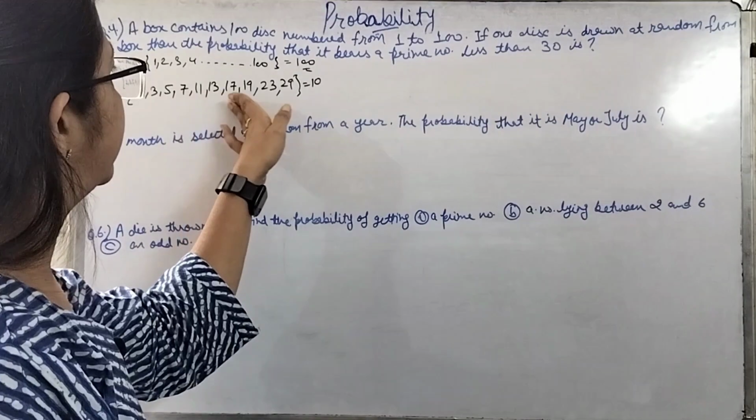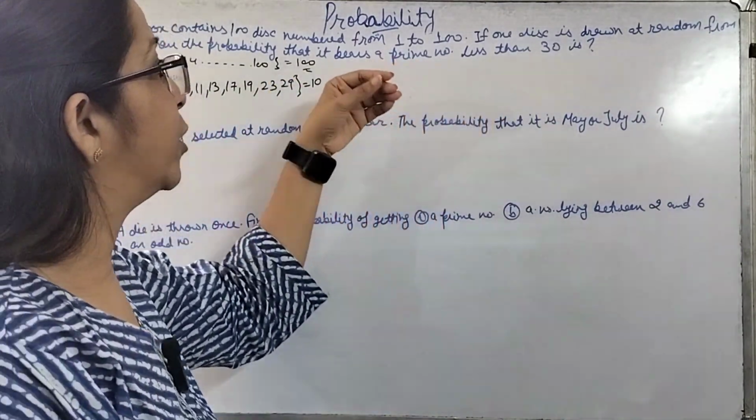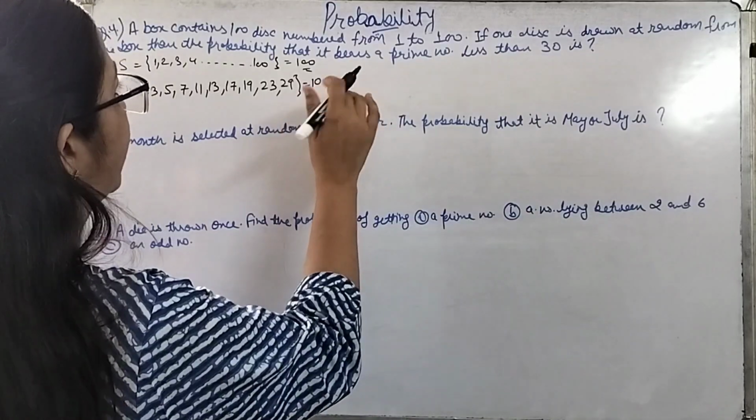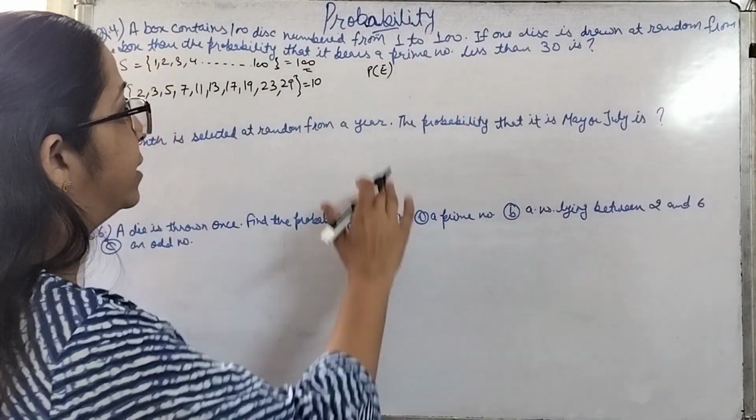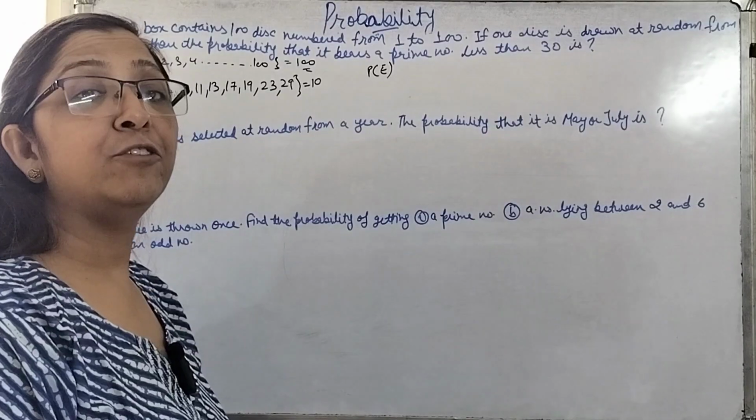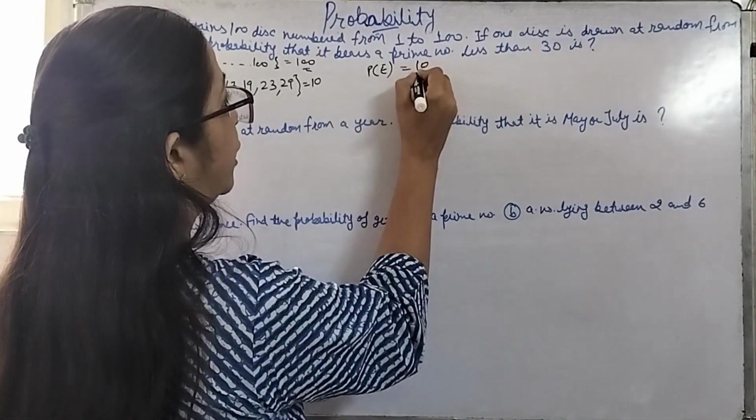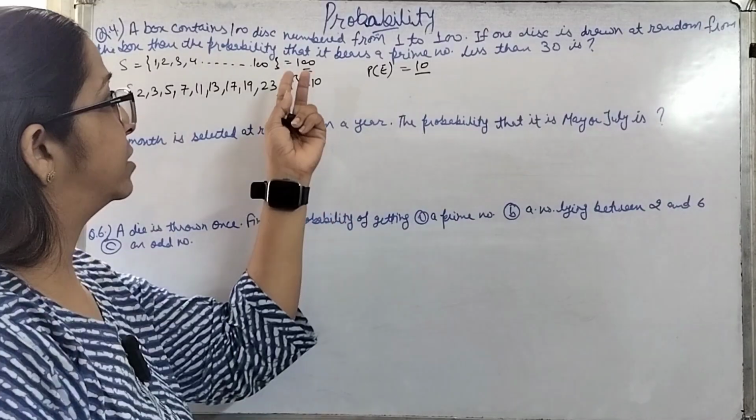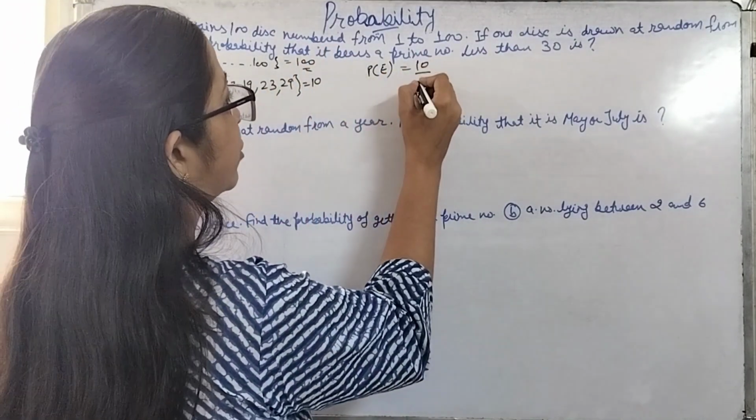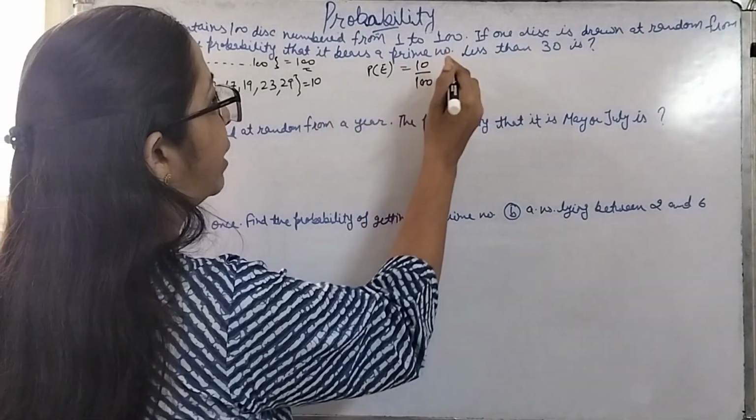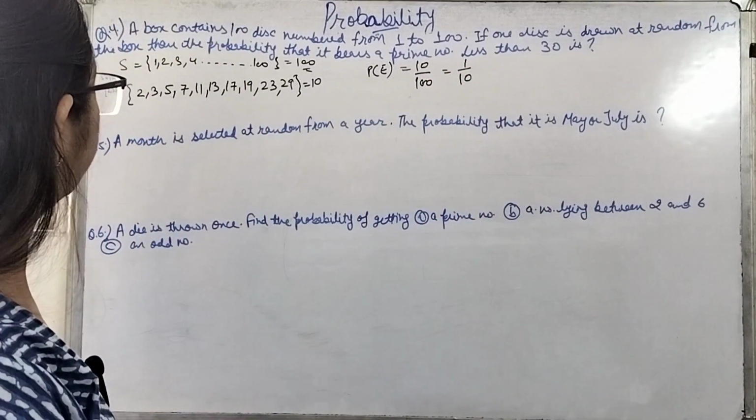If any one of these numbers is picked, it will be a favorable outcome. So the probability of getting a prime number less than 30 is the number of favorable outcomes, which is 10, over the total number of possible outcomes. There could be 100 possibilities, so the total number of possible outcomes is 100. So the probability will be 1 upon 10.